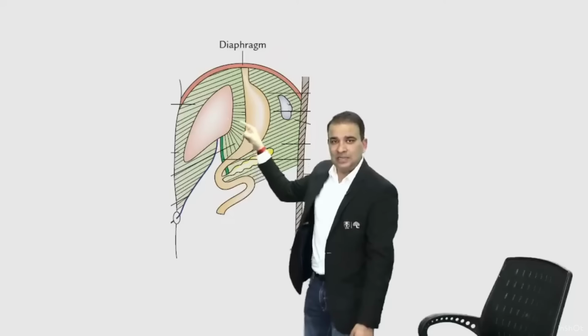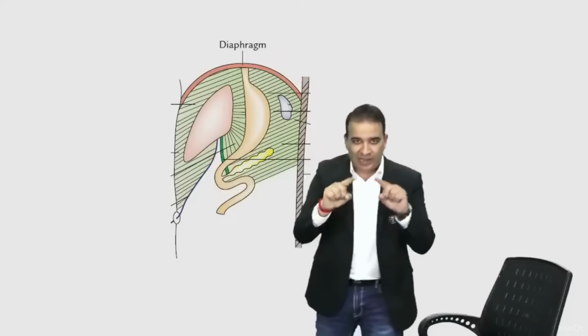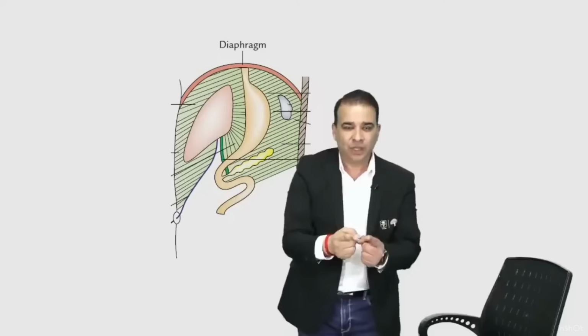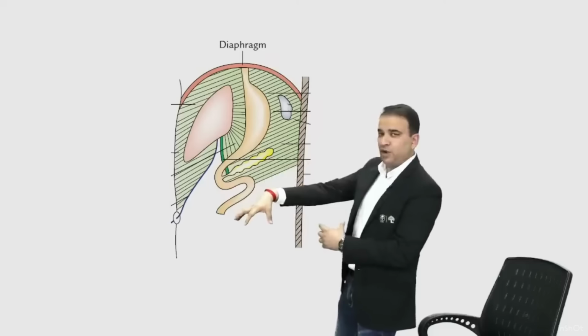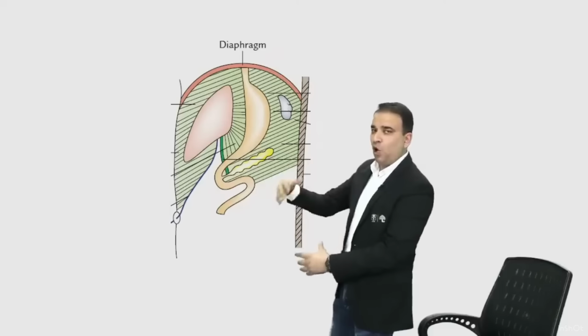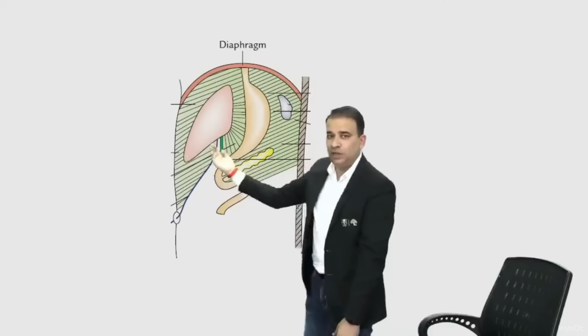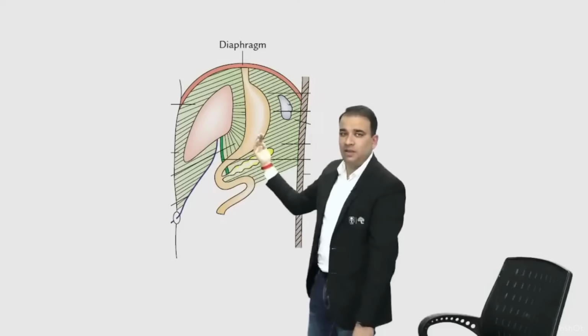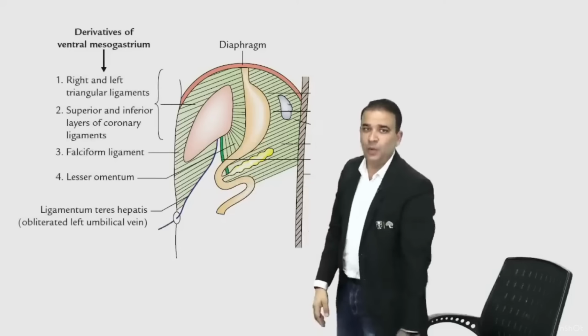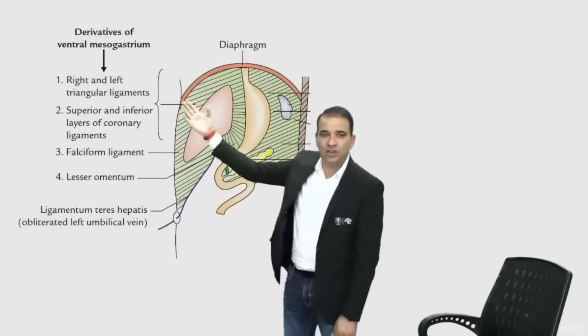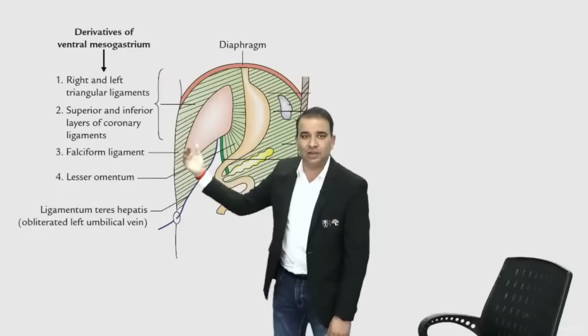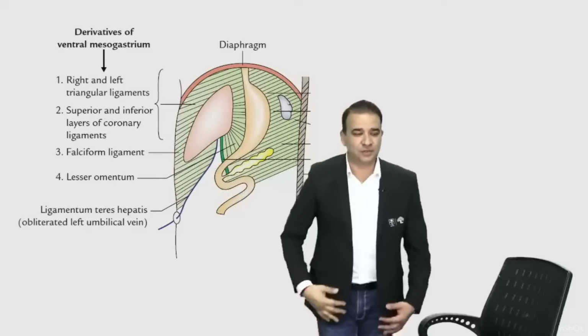And then obviously it is surrounding the liver also. So whatever ligaments we have of the liver, coronary ligaments, triangular ligaments, they are all also derivatives of ventral mesogastrium. So you have to think that the liver is developing in front of the stomach in the ventral mesogastrium. So all the ligaments connecting the abdominal wall to the liver and connecting the liver to the stomach are all derivatives of the ventral mesogastrium. Look at that: triangular ligaments, coronary ligaments, falciform ligament, lesser omentum, all derivatives of the ventral mesogastrium.